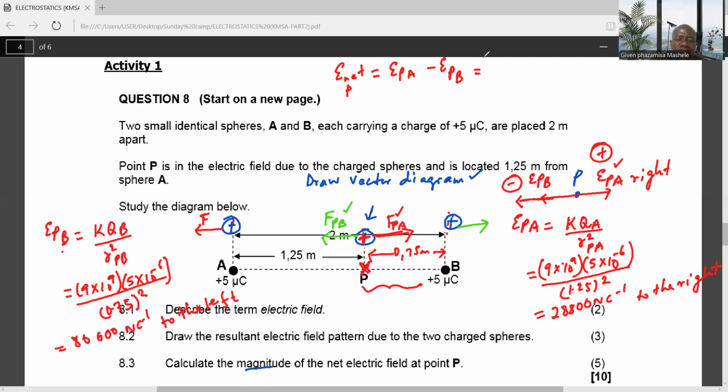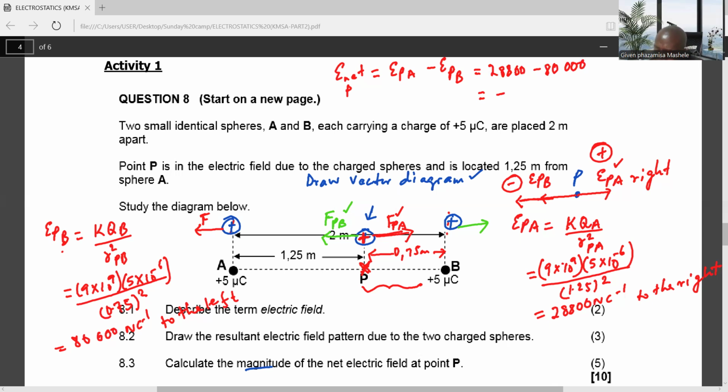What is the electric field at P due to A? It is 28800. Then we subtract the 80,000, and the answer will be negative. Remember, negative is for the direction, but since they said calculate the magnitude, there's no need for us to specify the direction. So I believe you guys are following.